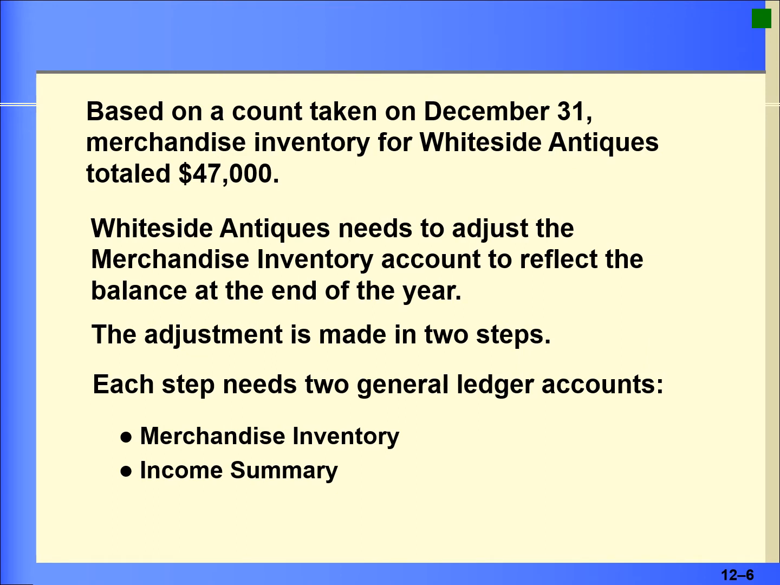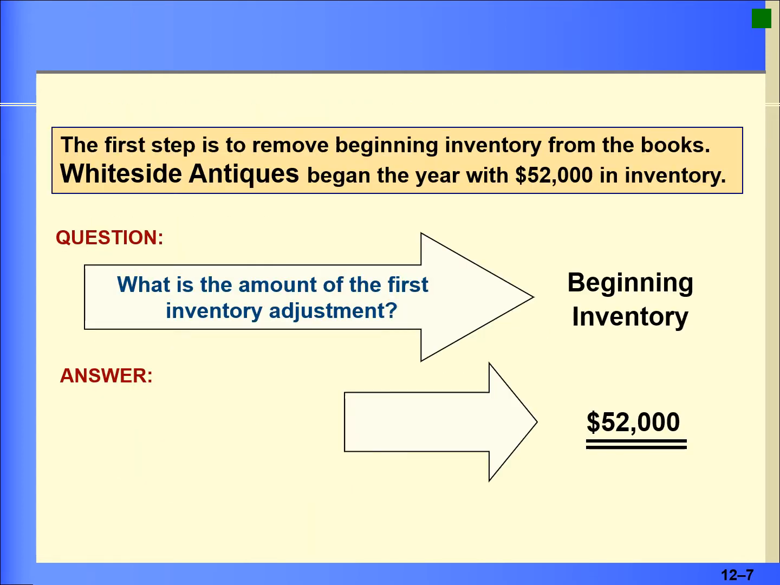The account we're going to be using is called Income Summary. We're going to use that to adjust the inventory balance as it goes up and down, and that's going to be one of our adjustments for the inventory account. One of the first things to do is to get rid of the old inventory out of that inventory account to move in the new inventory.